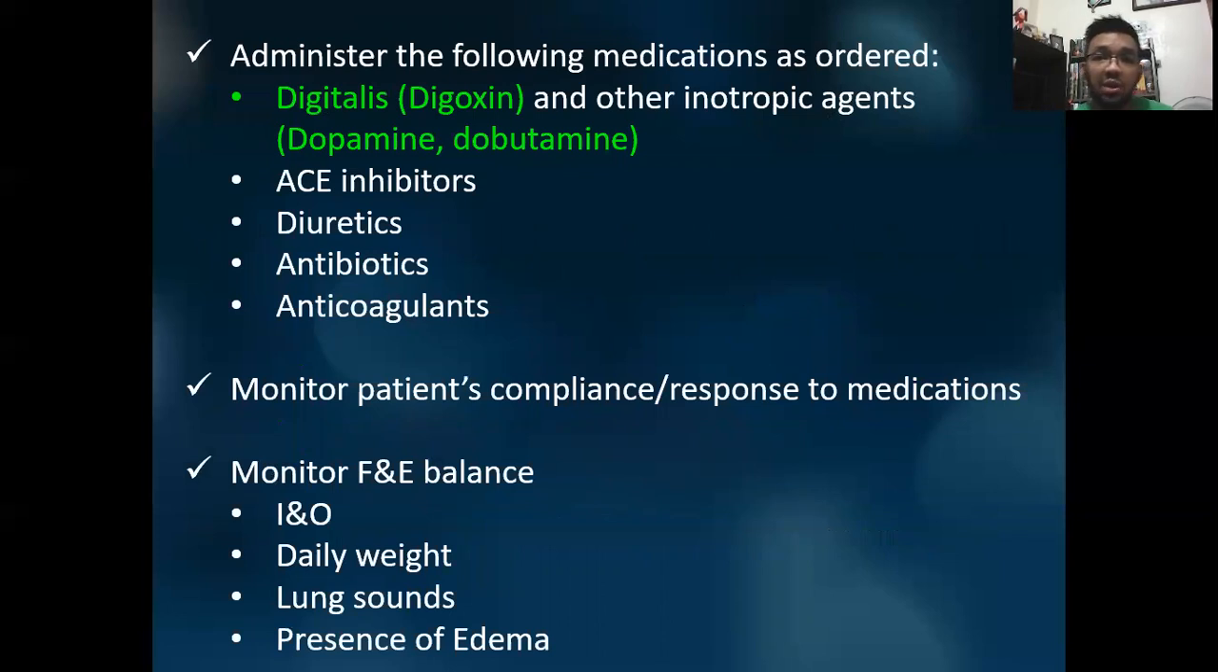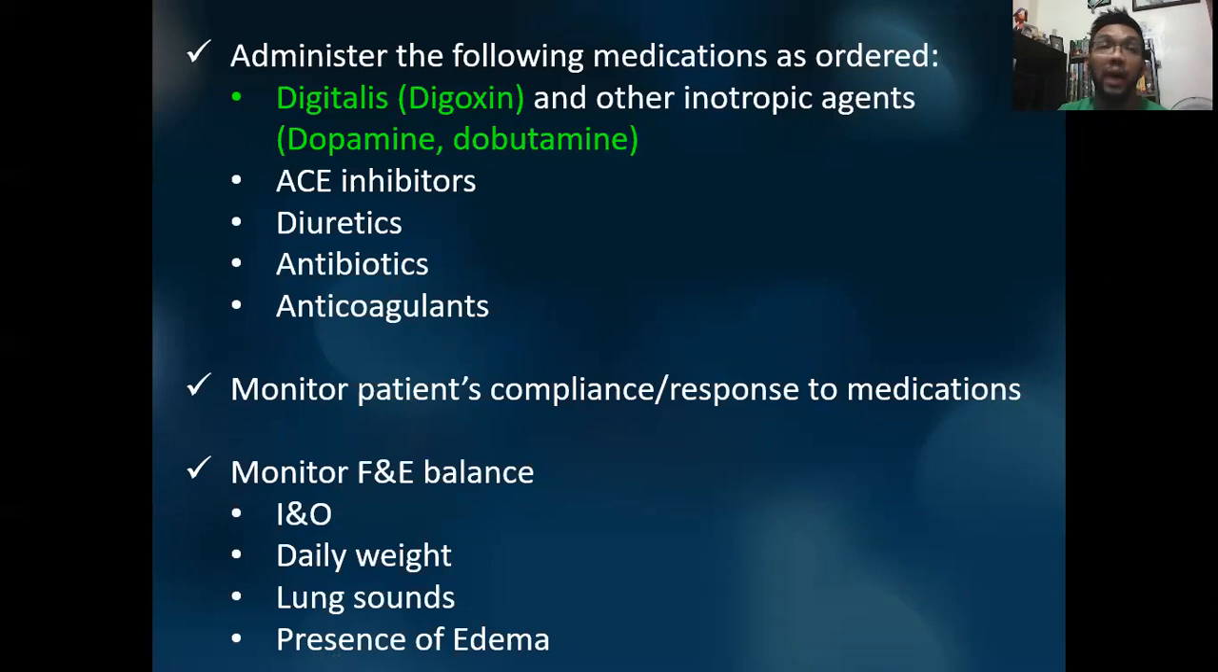Administer the following medications as ordered: digitalis or digoxin and other inotropic agents such as dopamine and dobutamine. With regards to the administration of digoxin, it is very, very important for us nurses to know if the patient is already experiencing toxicity from this drug. So if the patient has visual disturbances, that is an adverse effect of this drug, or it's an indication that the patient is already suffering from toxicity from digitalis.